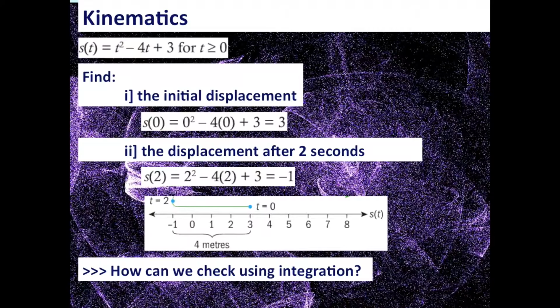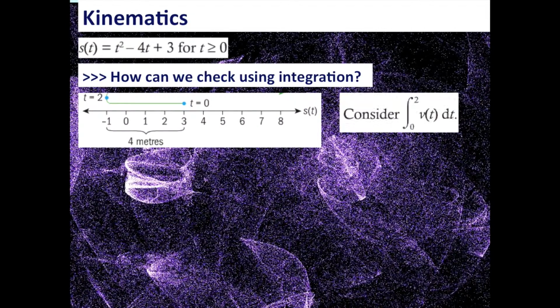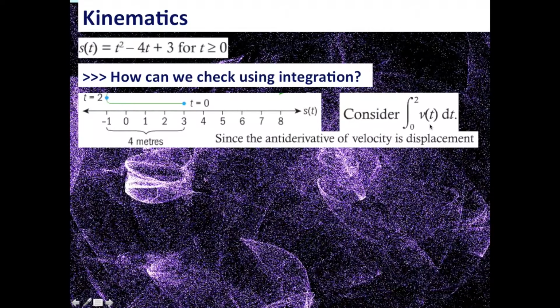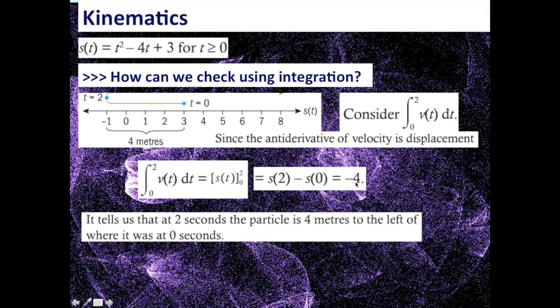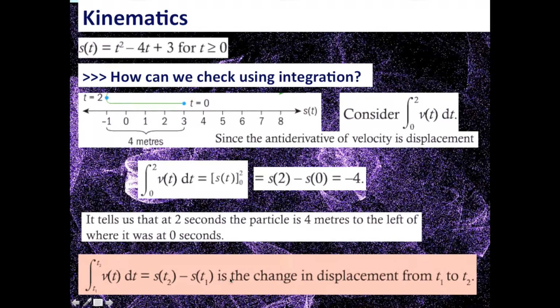How can we check this using integration? Well, hopefully you can see that in this instance we are looking at the displacement, and displacement can be found by integrating the velocity function, because we know that the antiderivative of velocity is displacement. If we integrate the velocity function between 0 and 2, that would be the same as substituting in values of s of 2 and s of 0, which we've already got from the first 2 parts of the question. So we can check that that's -4 as well. It tells us that at 2 seconds the particle is 4 meters to the left of where it was at 0 seconds. This then is the general formula for the change in displacement from time 1 to time 2.